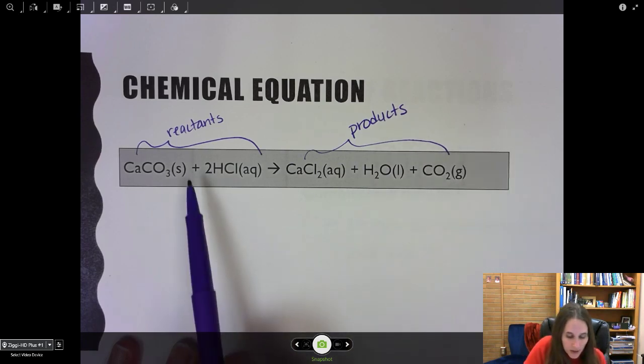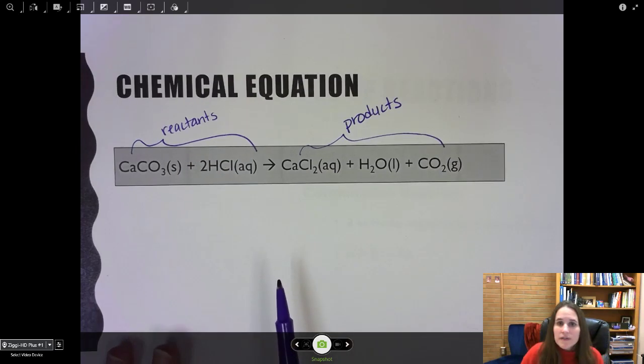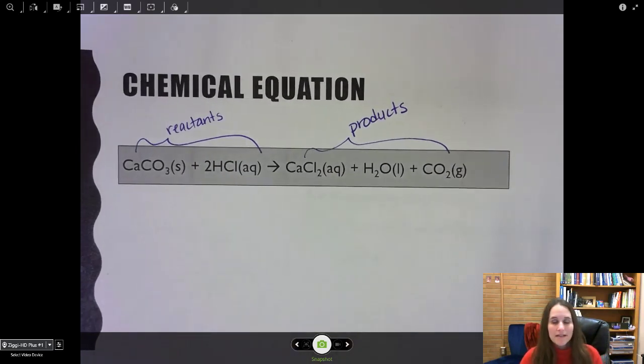You'll notice that we always use pluses. If something's lost, we don't show it with minuses. That's just kind of not how we tell the story.